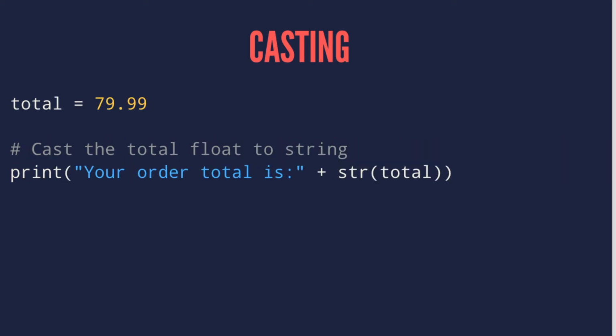Here's another example. You can cast your float into a string and concatenate it to the string. So we've got the total here is 79.99, which is a float. Then you can print "Your order total is " plus, and then you have to use str because you're going to cast it to a string, and then total.